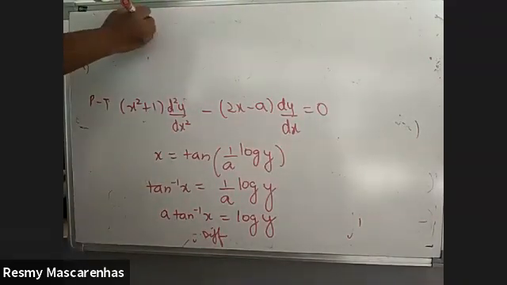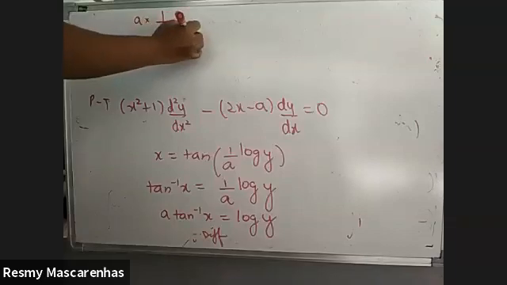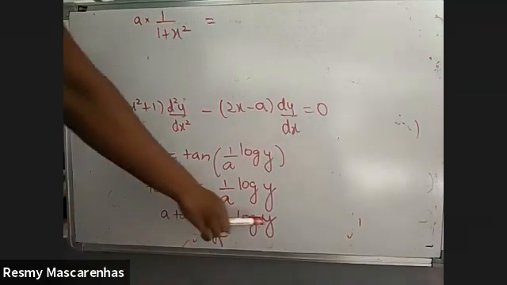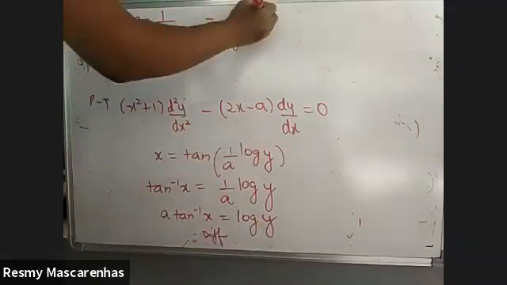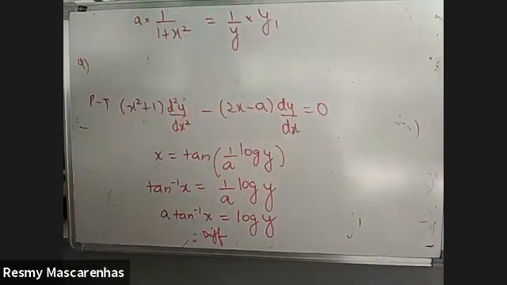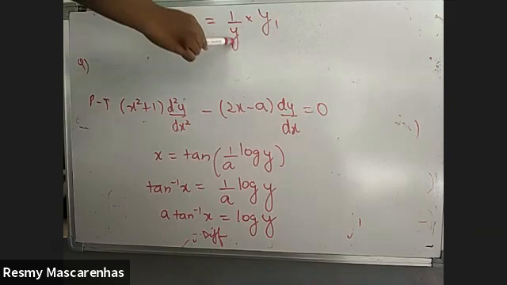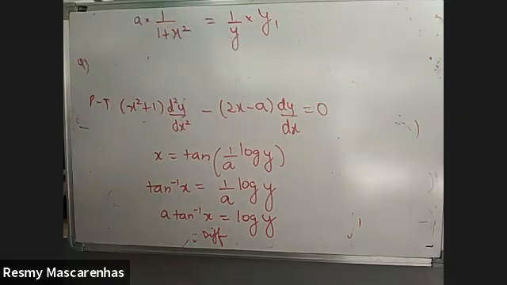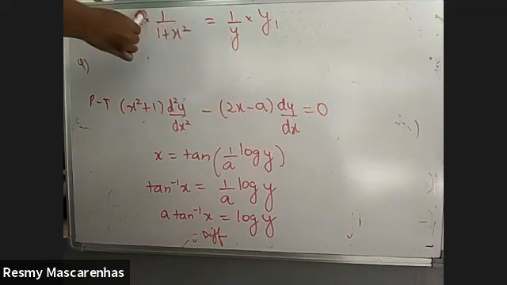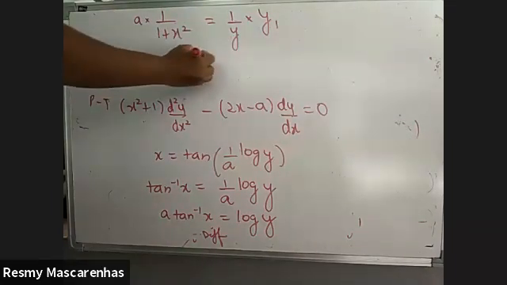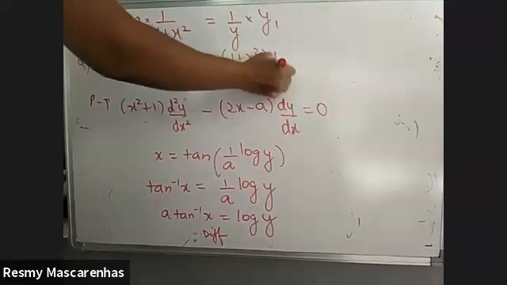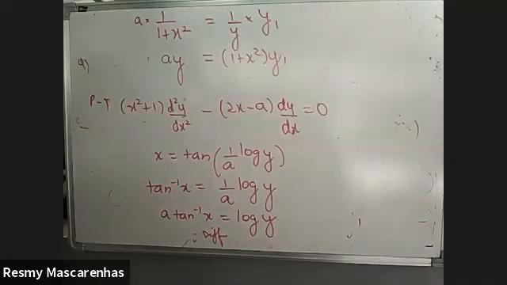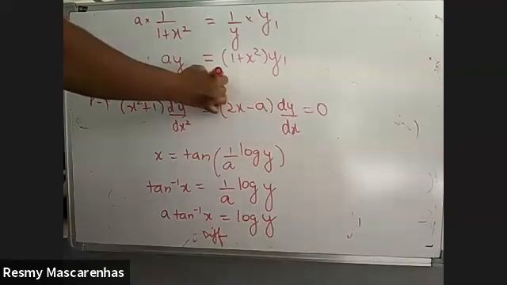So, a times the derivative of tan inverse of x, which will be 1 upon 1 plus x square, equal to derivative of log y, 1 upon y into derivative of y, which will be y1. Then cross multiply. Take denominators on the other side and then differentiate. So from here, the denominator will go this side and it will become ay. Same way, it will go this side. Now there's nothing at the denominator. Here no need to square because there's no root sign. Then differentiate.